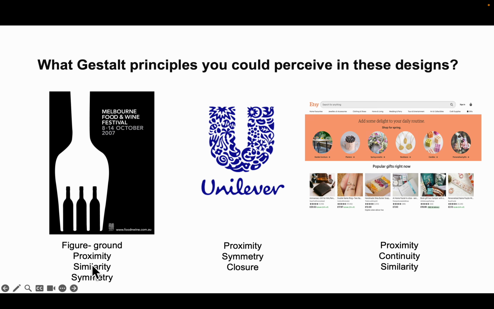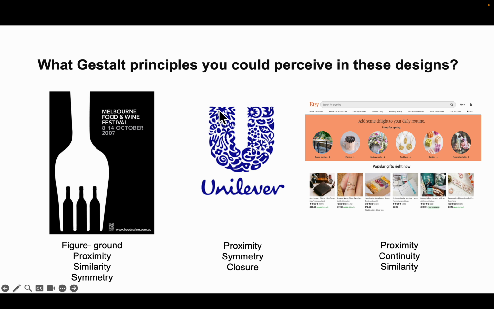And I can also perceive the principle of symmetry, right? I can perceive a fork here, the shape of a fork, which is symmetrical and balanced. So in this logo, I can perceive the principle of proximity. You can see these elements, the graphics, staying together to form the shape of the U. That is a symmetrical shape, and I can also perceive the principle of closure, right?